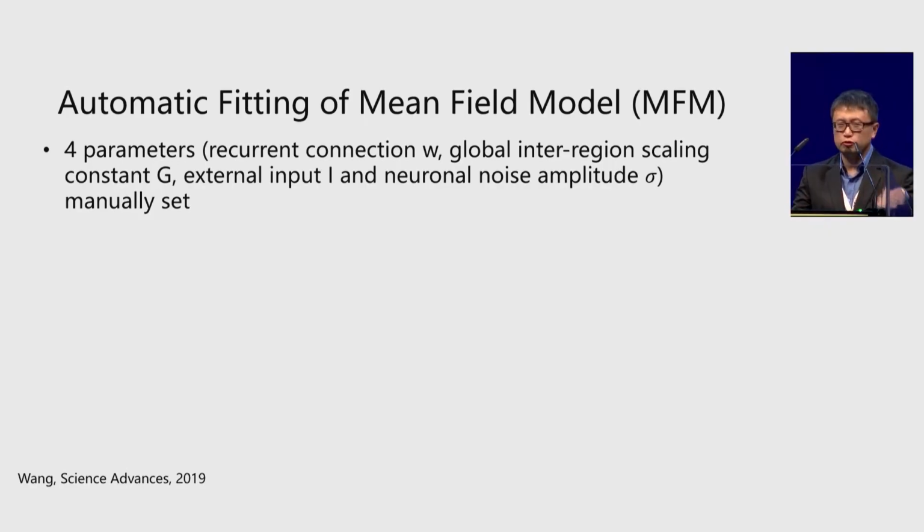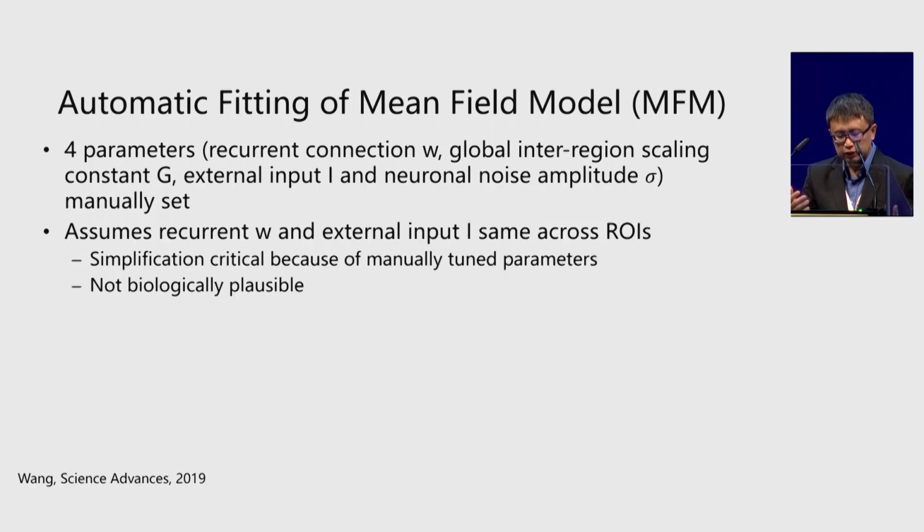So the tricky situation is that in this kind of neural mass model, the parameters are usually manually set. So in this case, the recurrent connection strength, the global interregional scaling constant G, the external input I, and the neuronal noise amplitude are manually set, right? As a result, you have to make simplifying assumptions. For example, we assume that the recurrent connection strength and the external inputs are the same across ROIs. The problem is that this is not very biologically plausible because we know that different brain regions have different cytoarchitecture and so on, right? But this is necessary because the 4 parameters are manually set. So if we allow each brain region to have their own microscale parameters, then the problem quickly becomes intractable.